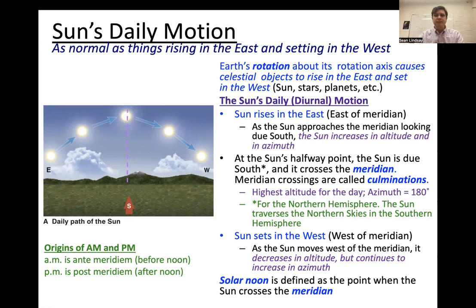And just as a fun little added bonus, now you can understand the origins of AM and PM. If you've ever wondered why the morning hours are AM and the evening hours are PM, it comes down to the sun and keeping track of time. AM literally stands for ante meridiem, before the meridian crossing. So AM is before noon, before the sun crosses the meridian, and PM is post meridiem, after the sun has crossed the meridian, after noon. That's where the origins of AM and PM come from.